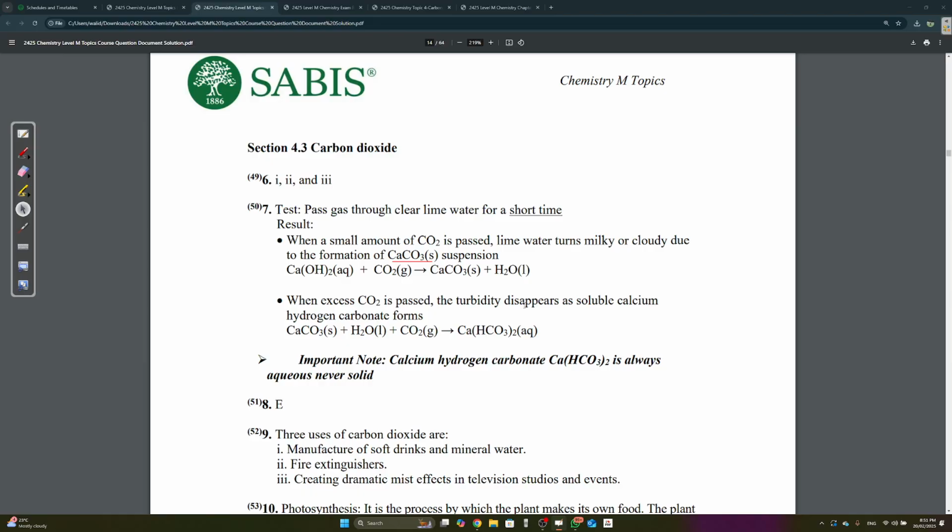If you use excess CO2, the turbidity disappears as soluble calcium hydrogen carbonate forms. So you get this instead of this, but this is soluble. So you need to know that if it's in excess, it won't be milky. If this comes up as multiple choice or written, you should know this important note: calcium hydrogen carbonate is always aqueous and never a solid, so it always dissolves.